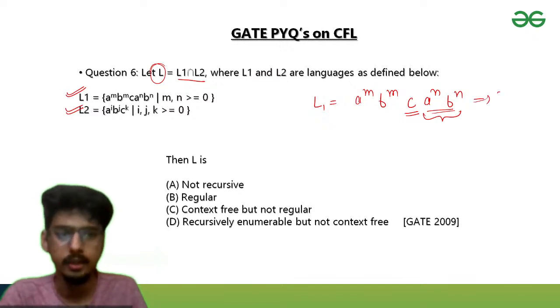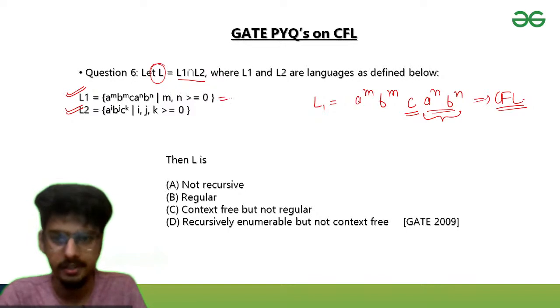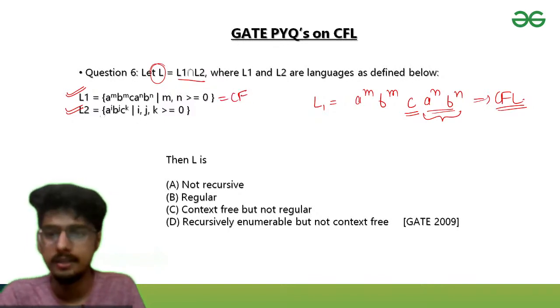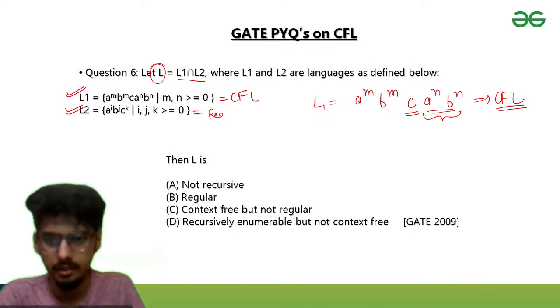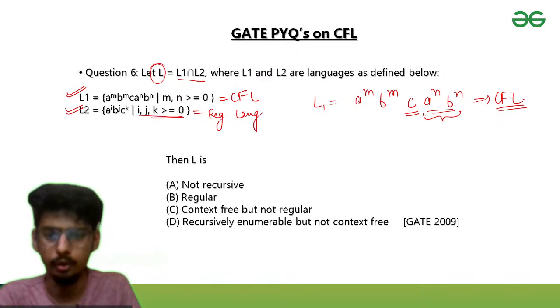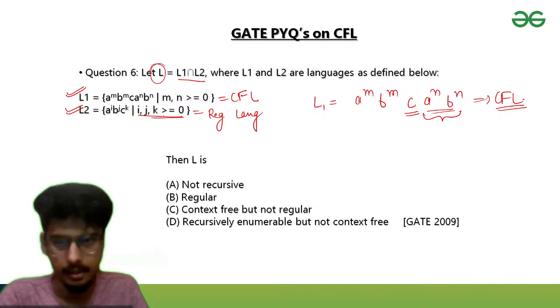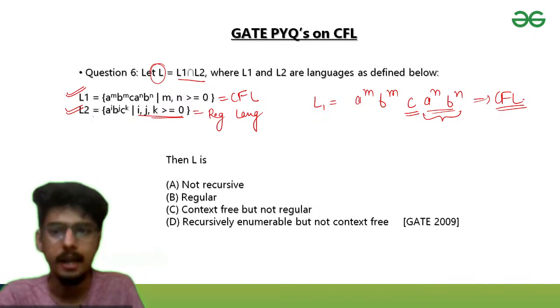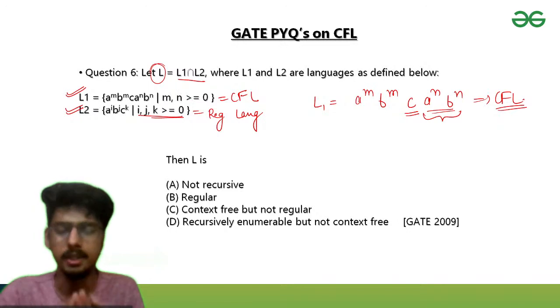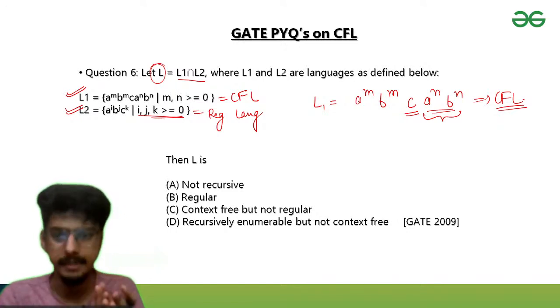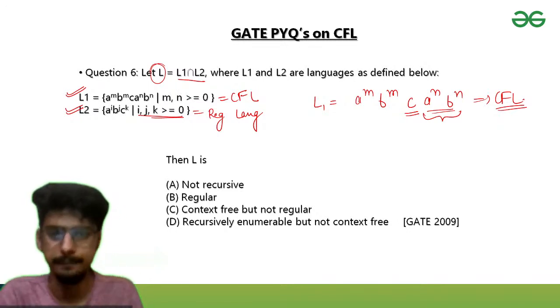So this is going to be a context free language. Okay, so this is a context free language, and now this L2 is going to be a regular language. Why? Simply because you can see that I do not have any condition to follow, right? I, J and K are greater than or equal to 0, so basically I do not have to compare the number of A with the number of B and with the number of C, right?